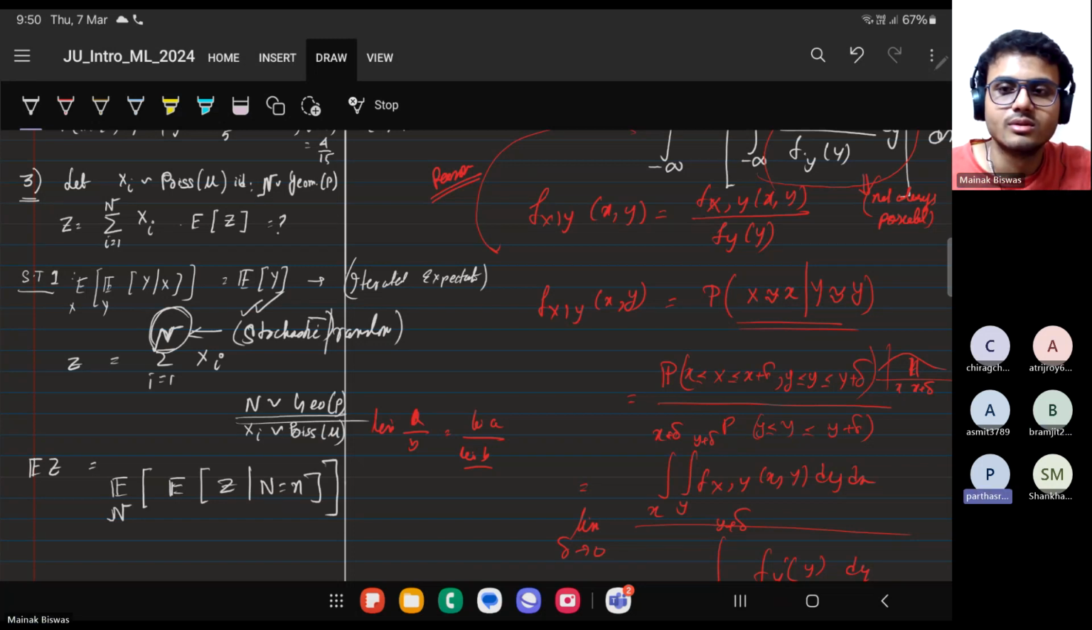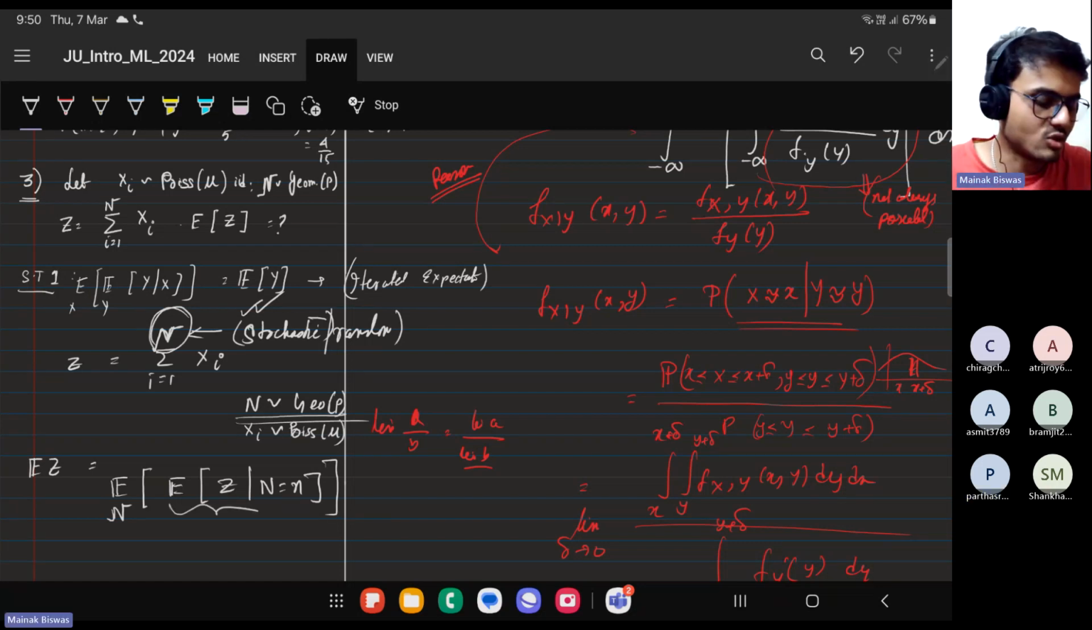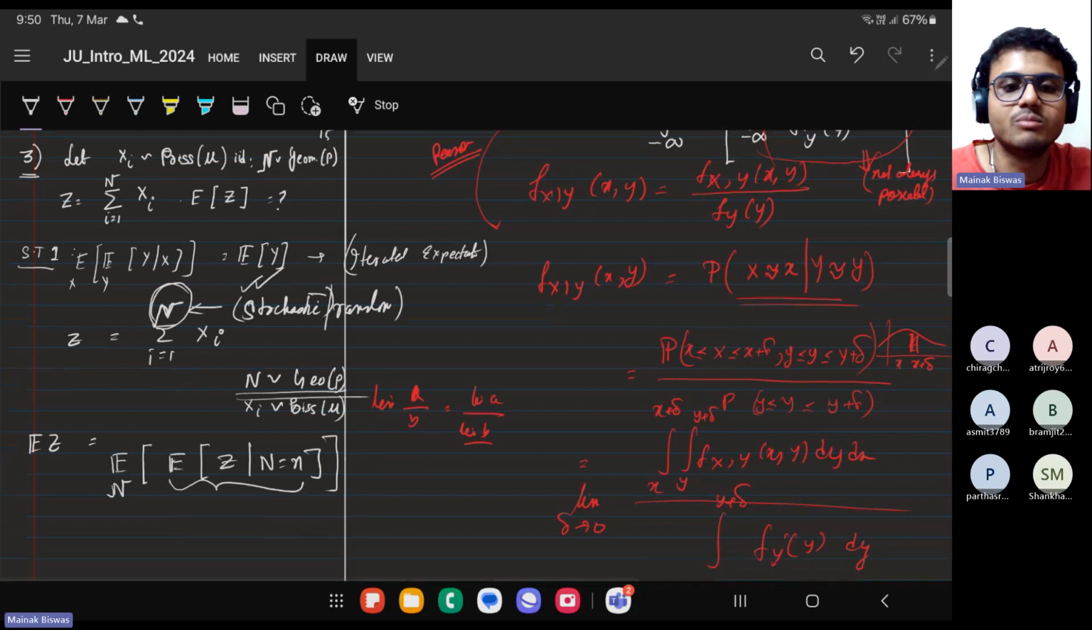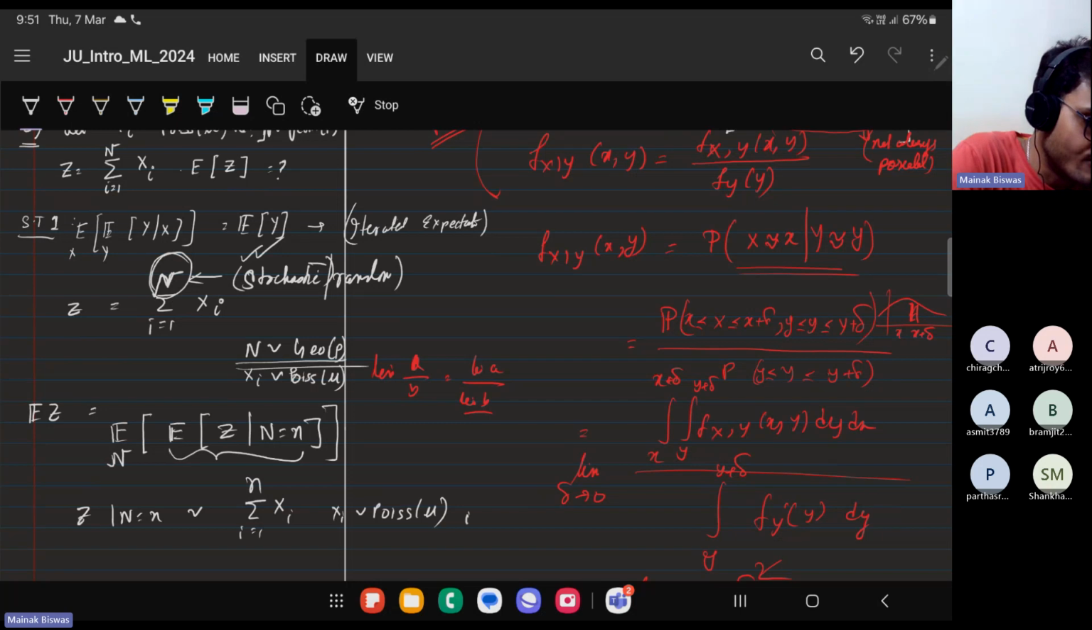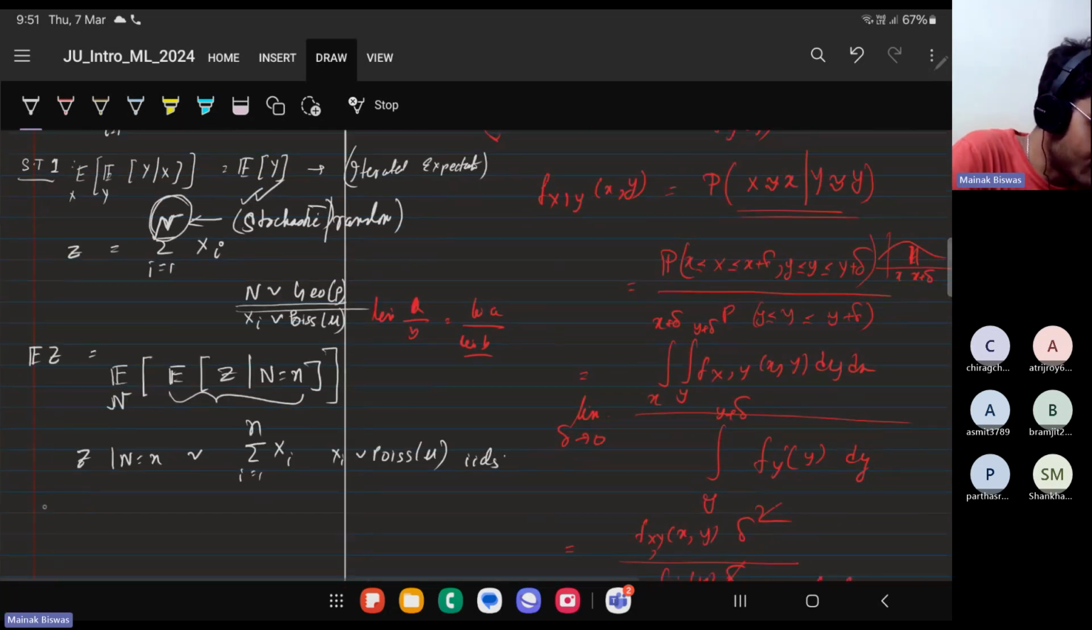As soon as I do an iterated expectation, my problem becomes one step solved. Given N equal to n, your Z is distributed as the sum from i equal to 1 to n of Xi, where Xi are IID Poisson mu. Now I can easily take the expectation. Very good.